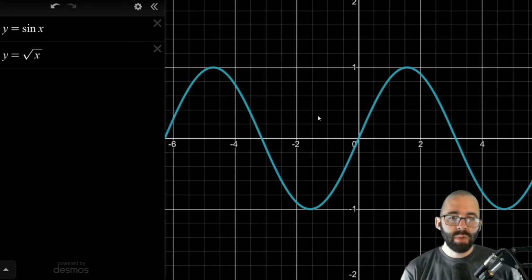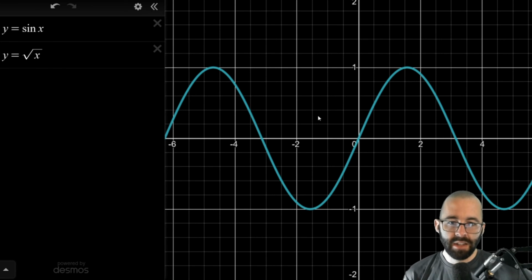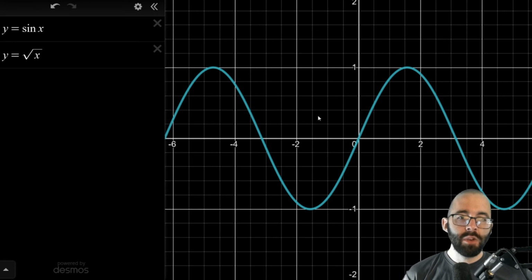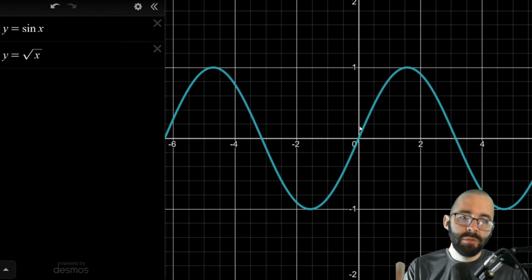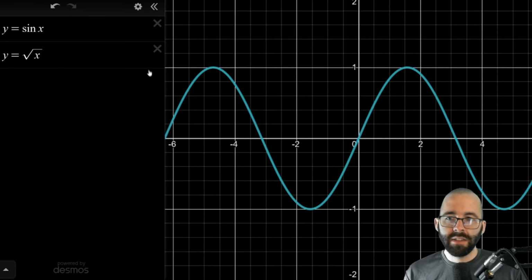So I want this to be 1-to-1. I want this to pass the horizontal line test. That's what 1-to-1 means. So I have to restrict the domain so that we do pass the horizontal line test. When we restrict the domains, we're going to try to keep things centered at 0 if possible, and we're going to prefer positive things over negative things.